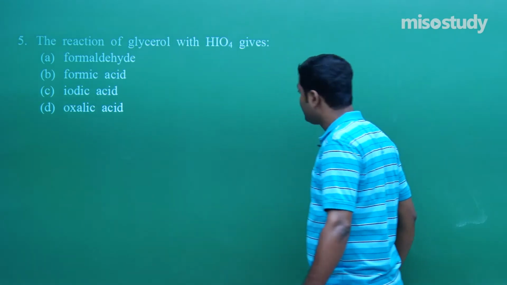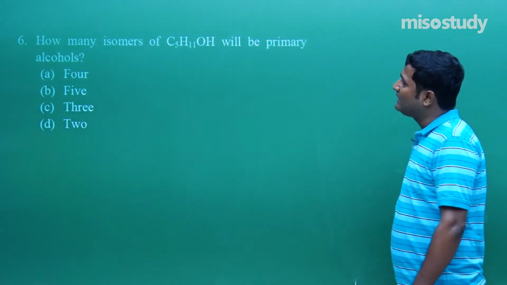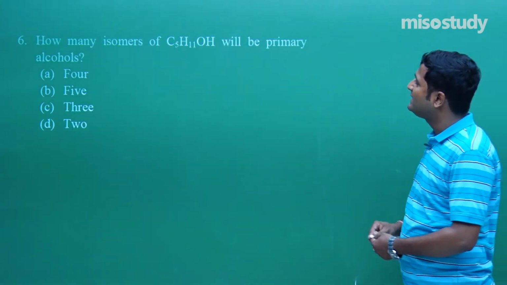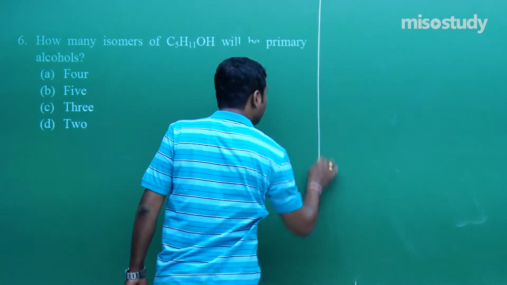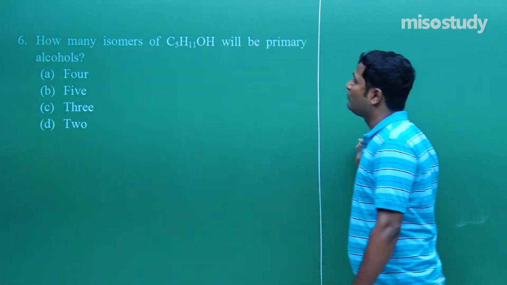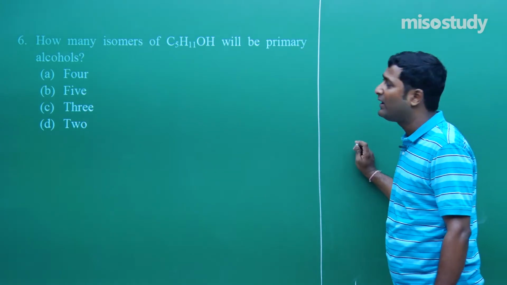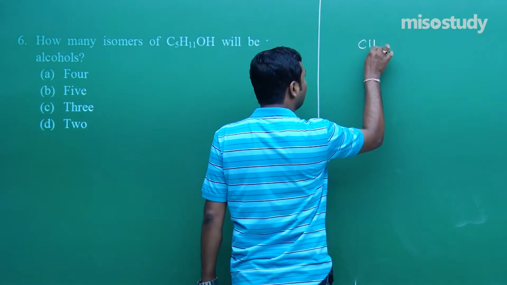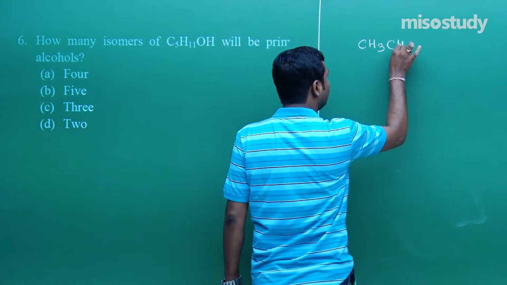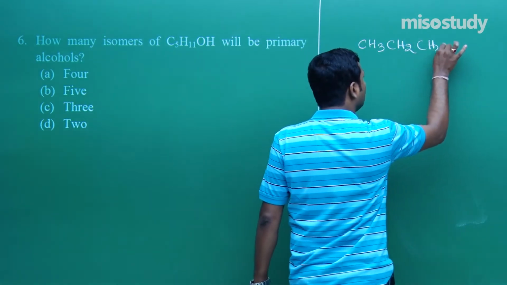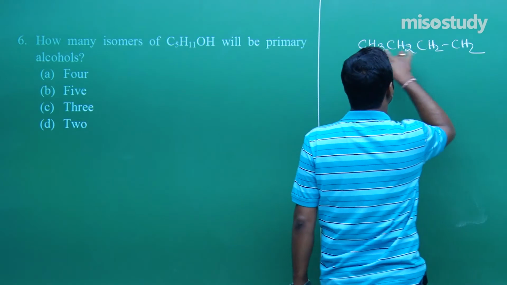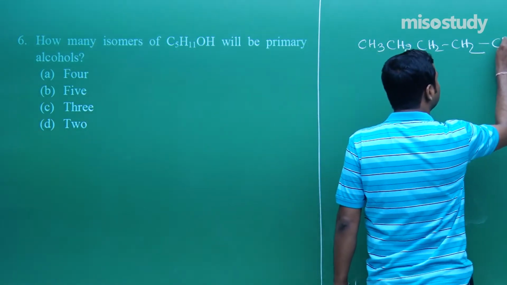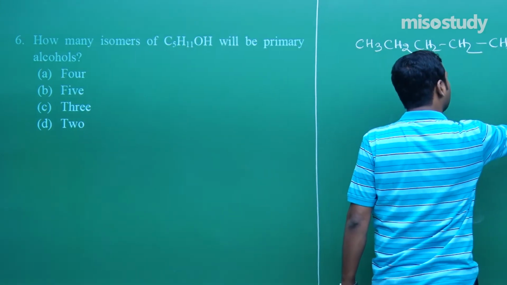Now let's move to the next question. How many isomers of C5H11OH will be a primary alcohol, 1 degree alcohol? Check it out. That is here given C5H11: CH3, CH2, CH2, CH2, that is CH2, 1, 2, 3, 4, that is CH2OH. This one is the first.